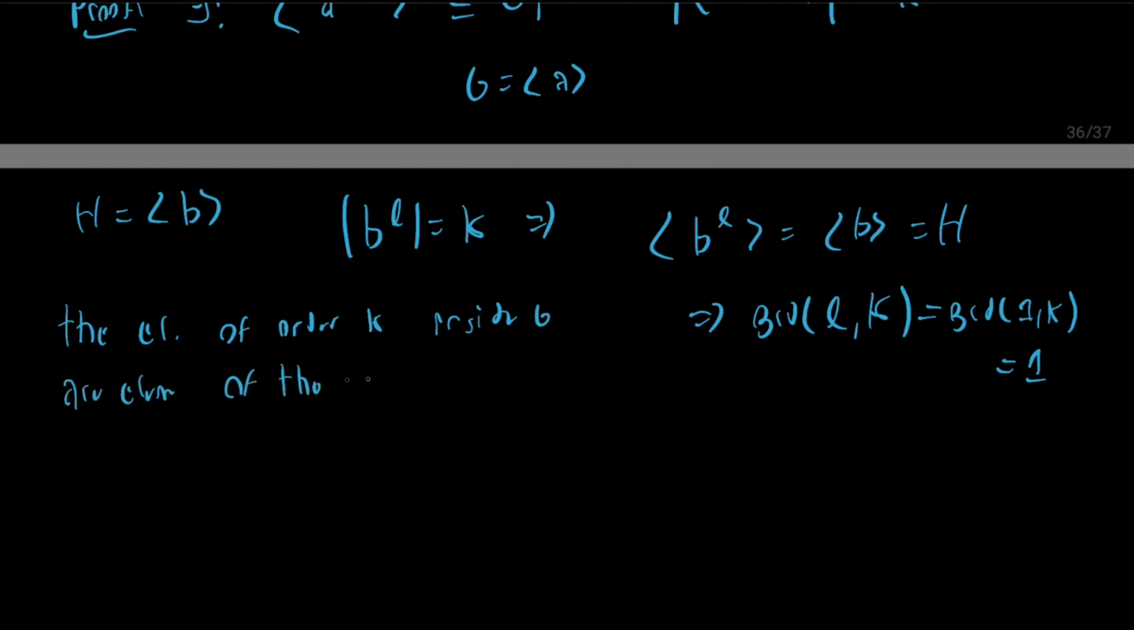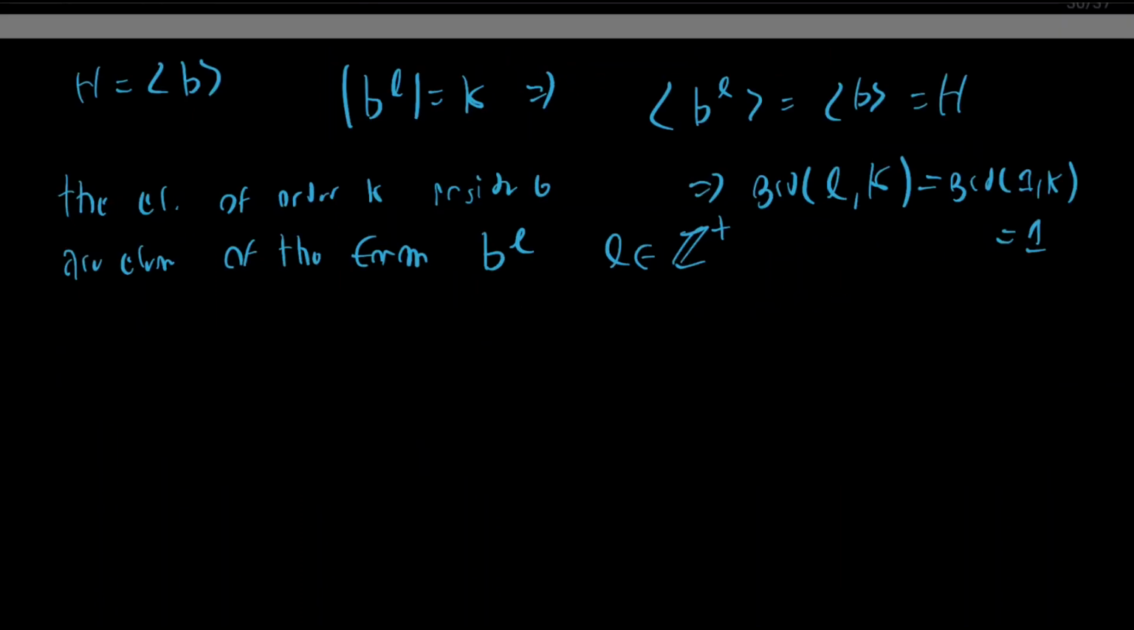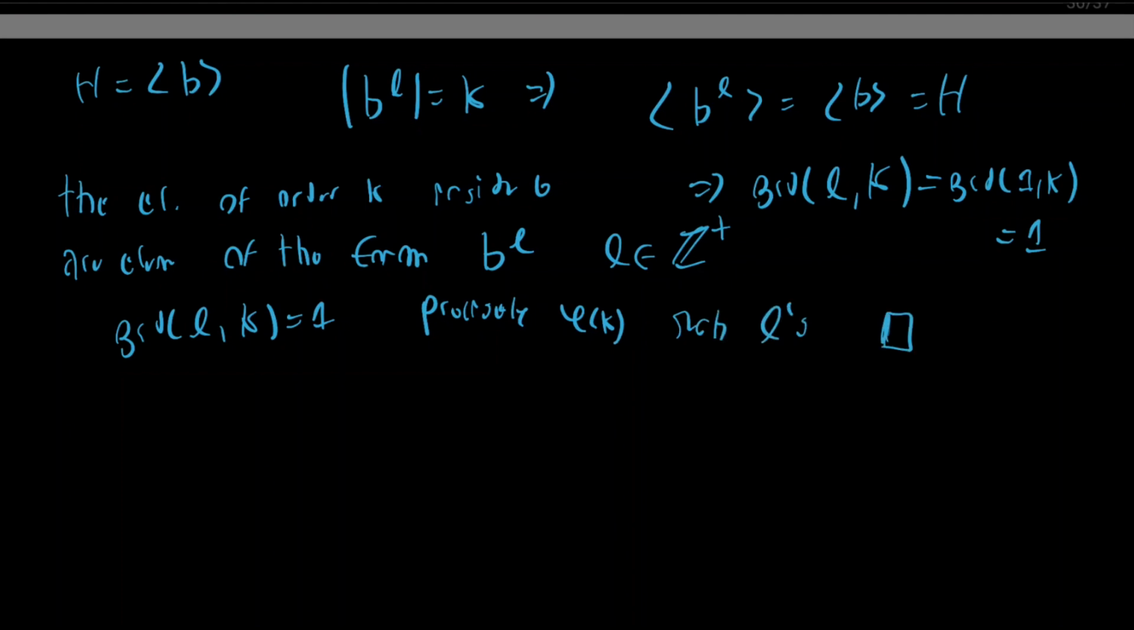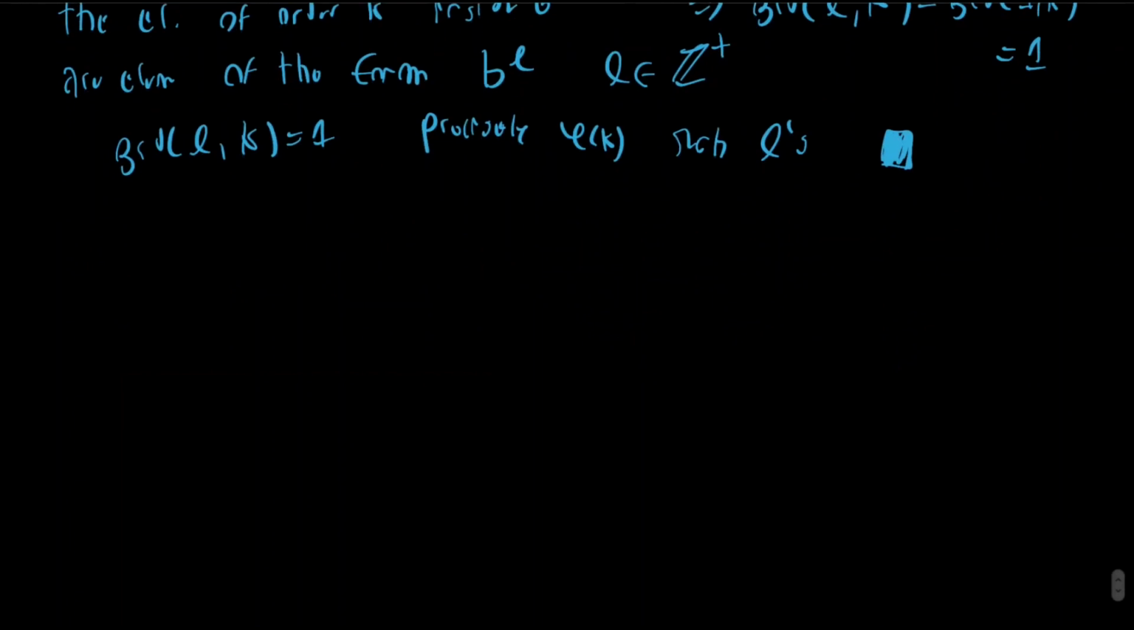And what we have got so far is that the elements of order K inside G are elements of the form b to the L, where L is a positive integer and b is a generator of H, and such that the GCD of L with K is equal to 1. But notice that there are precisely phi of K such L's, and with this we have completed this proof.